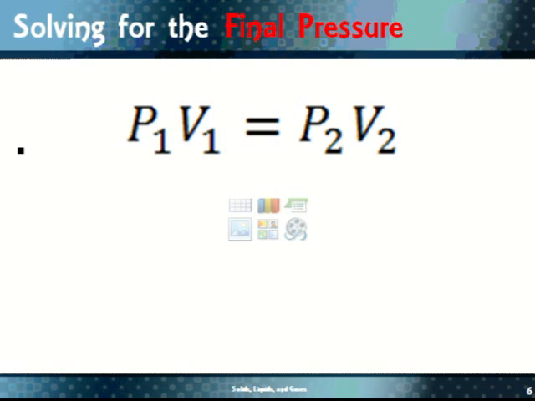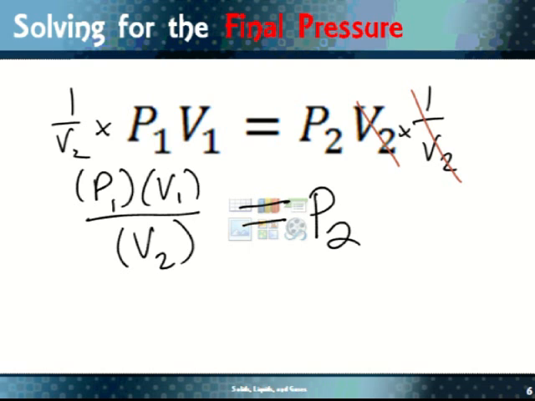Using our algebra skills, we can go ahead and multiply both sides by the final volume. On the right-hand side of the equation, V2 divided by V2 cancels out. When I rewrite the equation, we can see that the final volume will be equal to the initial pressure times the initial volume divided by the final pressure.